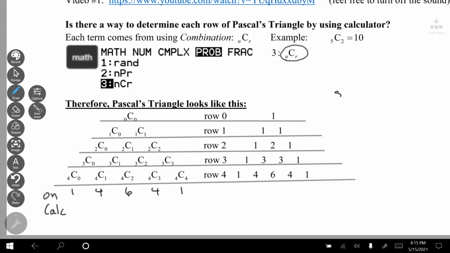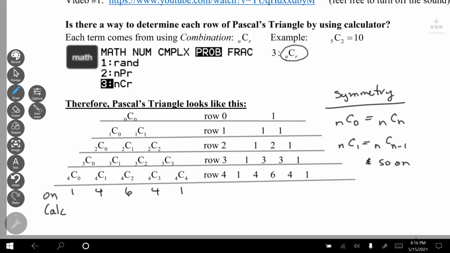And I also have the symmetry that we had before when we did Unit 6 with combinations, that nC0 is the same as nCn, and that nC1 was really equal to nC(n-1), and so on. Remember when we talked about combinations and putting toppings on a pizza or a burger, that we had this whole symmetry going on. And this is going to be very important.